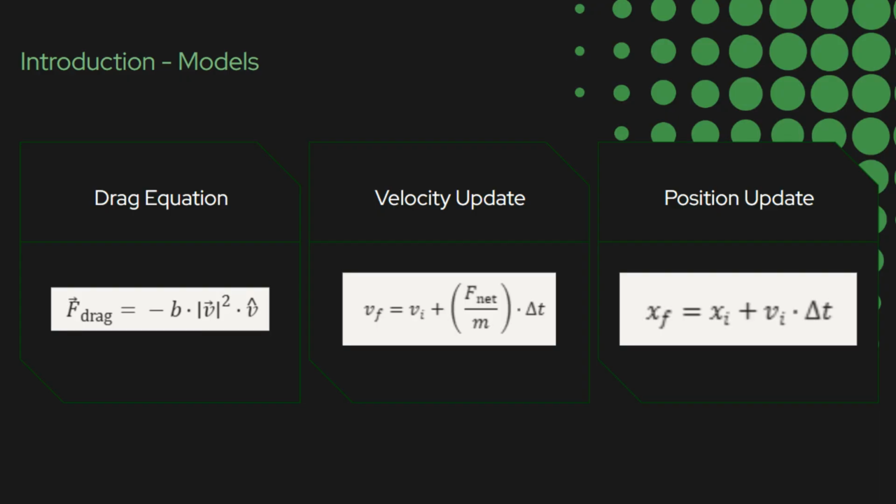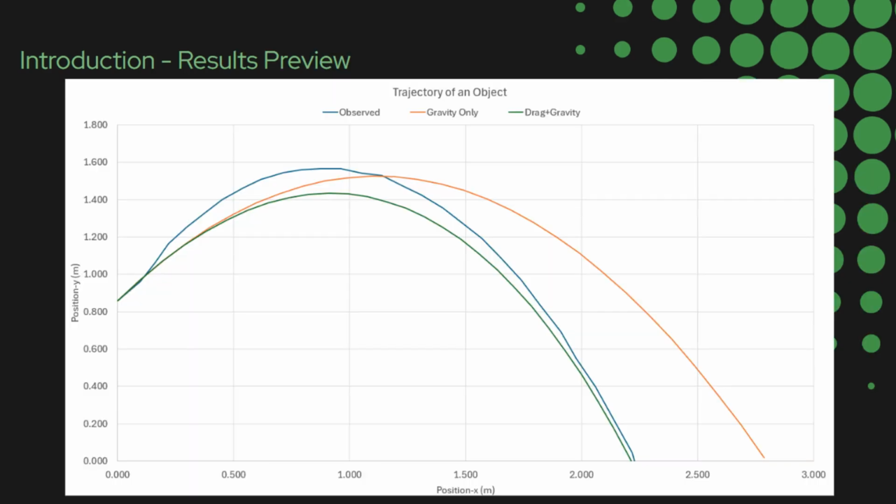Models. First, we have our drag force equation, which is equal to negative b, the proportionality constant, times the magnitude of velocity squared, times the norm of velocity. Next, we have velocity and position update, where v is updated by the force divided by mass, and position is updated by velocity. Results preview. Here are three graphs, one of observed, one of gravity only, and one of drag plus gravity.